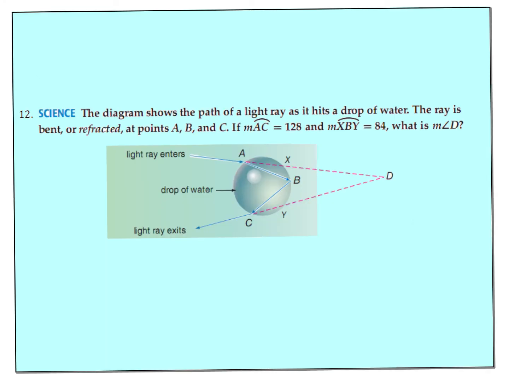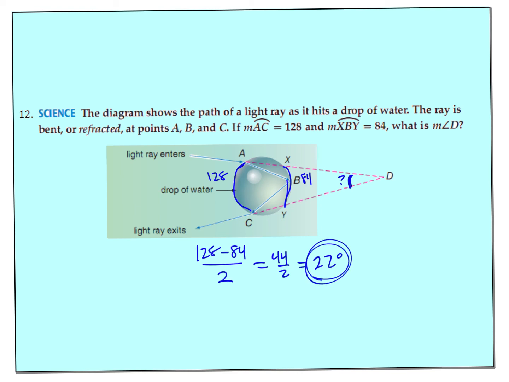So if we look, they say we've got a light ray as it goes through a drop of water. The ray is refracted, or bent, at A, B, and C. AC is 128. XBY is 84. What is this angle here? So the angle hits on the outside. So I want to take 128 minus 84 divided by 2. So that's going to be 44 divided by 2 equals 22 degrees. That's my answer. There you go.